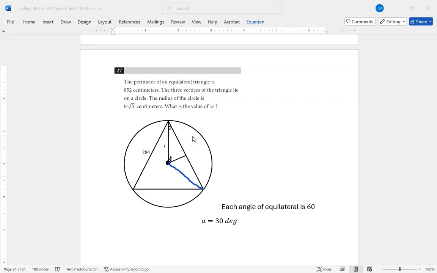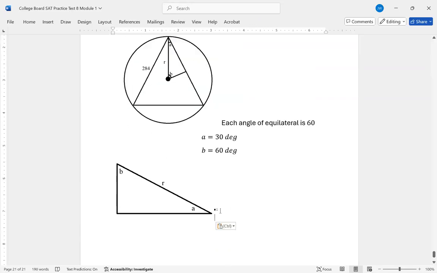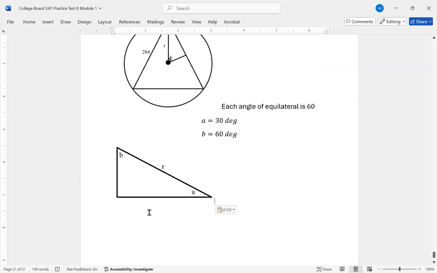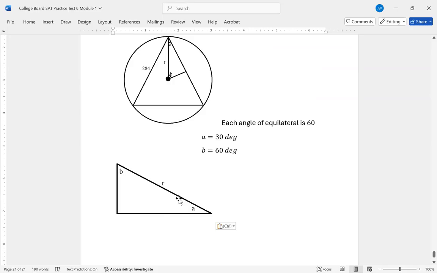Let me go ahead and draw that as well. Before I do that, I better say that B is 60 degrees. So I have this right triangle here, and this bottom length I'm saying is 142. I know that that bottom length is 142 because it's half the side of my equilateral triangle. So we have a 30, 60, 90 right triangle.